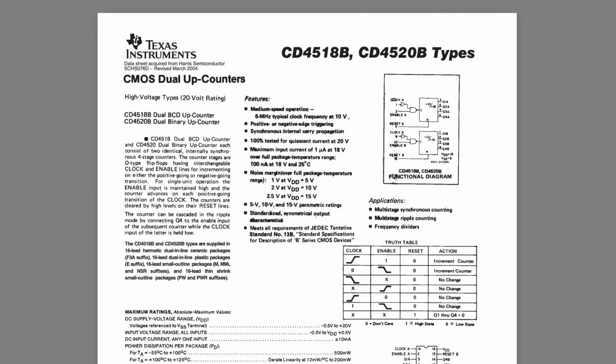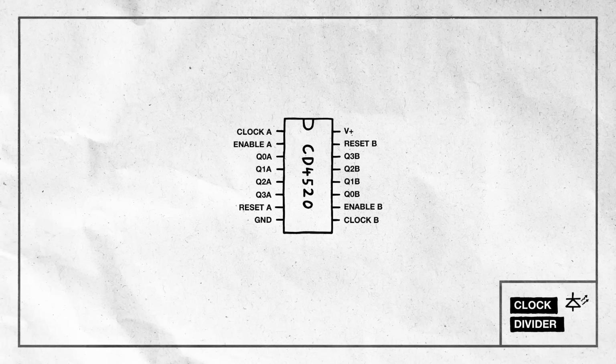So let's try slowing our clock LED down to quarter notes as well. For this, we'll use a simple binary counter chip, the CD4520. This chip actually combines 2 4-bit counters into one package. To start, we'll need to supply it with 12 volts and ground.